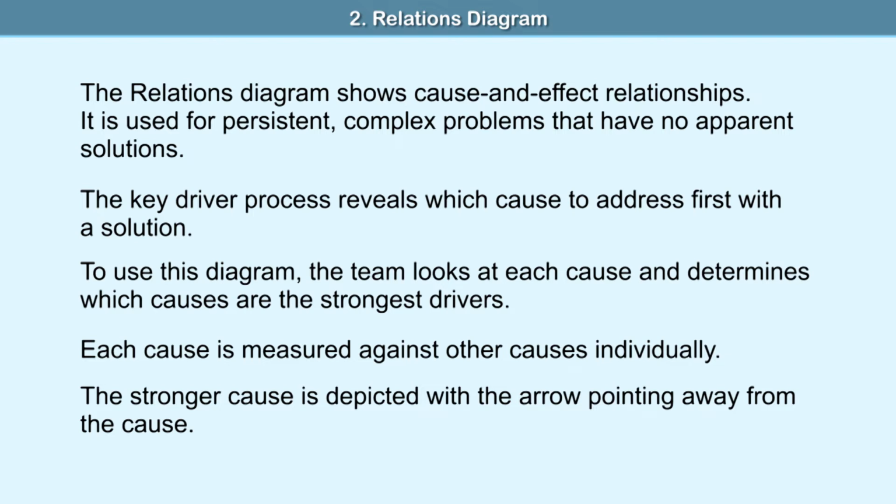To use the relations diagram, the team looks at each cause and determines which causes are the strongest drivers. Each cause is measured against other causes individually. The stronger cause is depicted with the arrow pointing away from the cause.